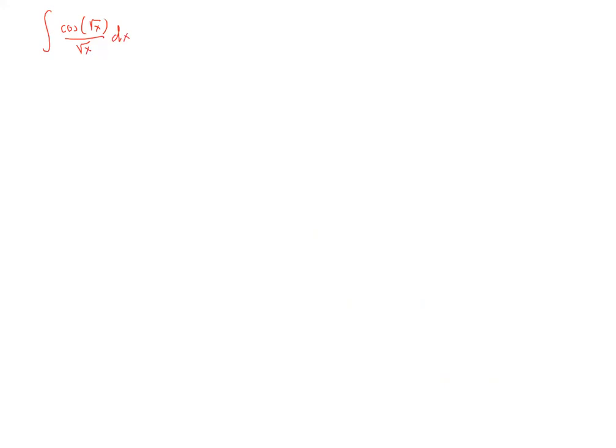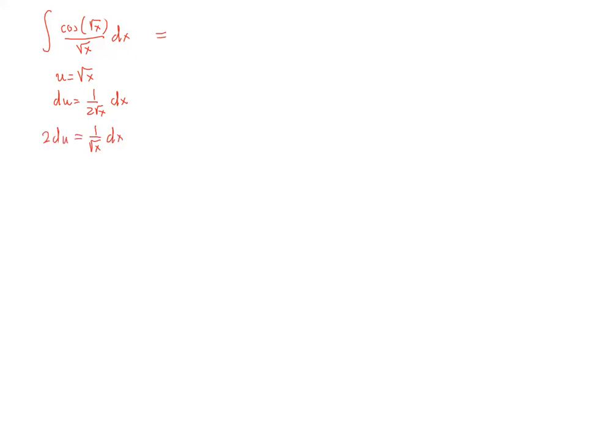And we can try the substitution u is equal to square root of x. du is equal to 1 over 2 square root of x dx. And then we can ask, what do we have here? And what we have is simply 1 over square root of x. So I'm keeping 1 over square root of x dx is equal to 2 du.